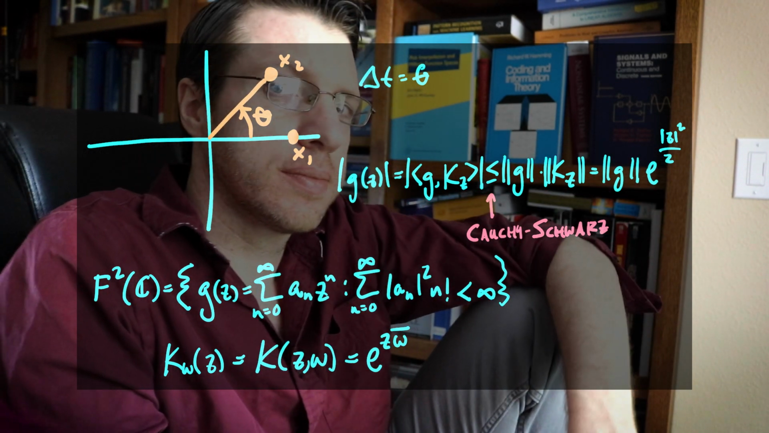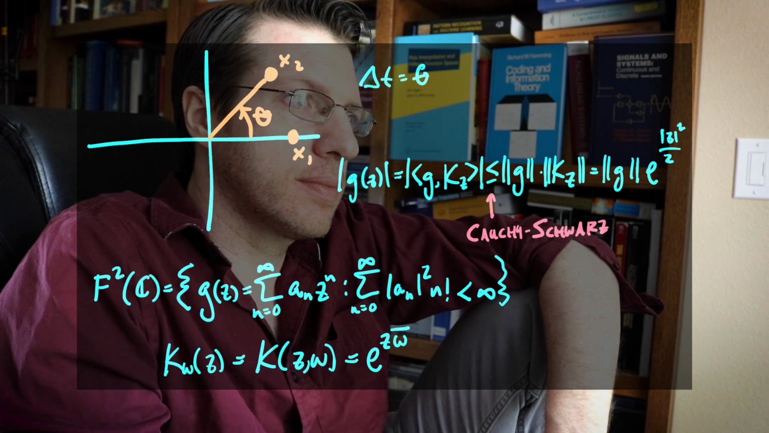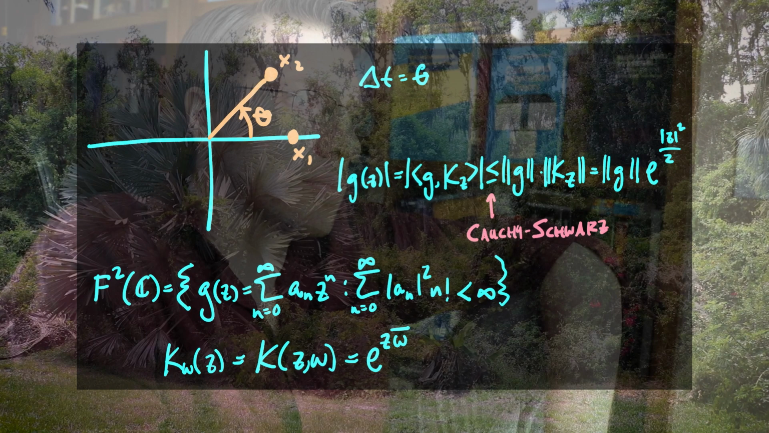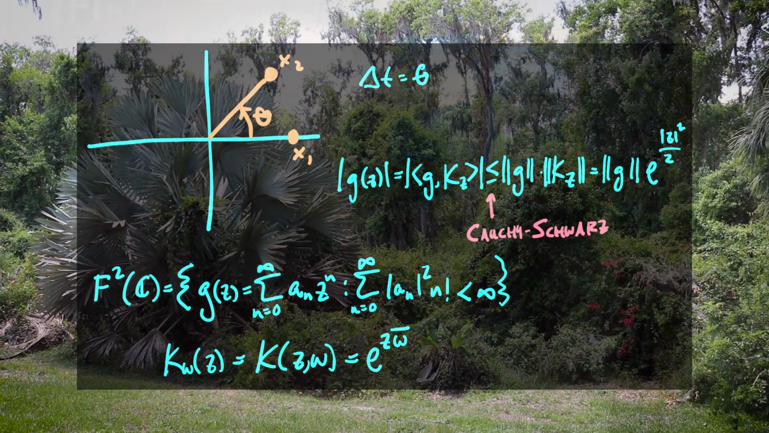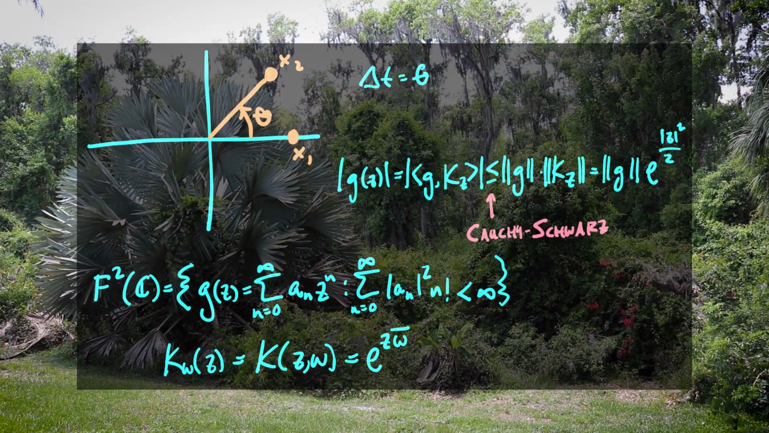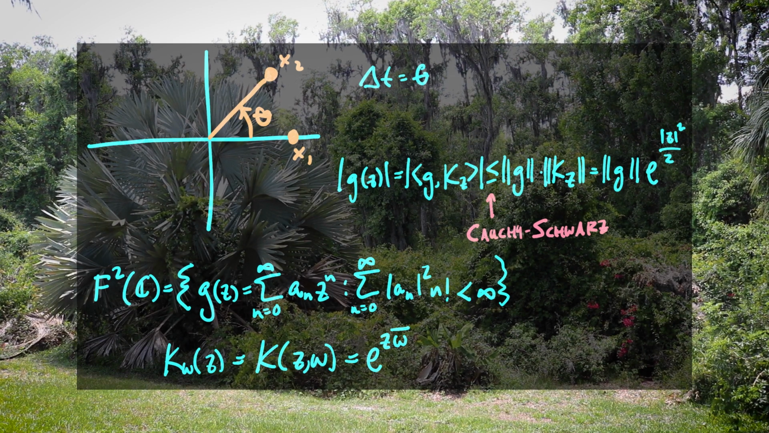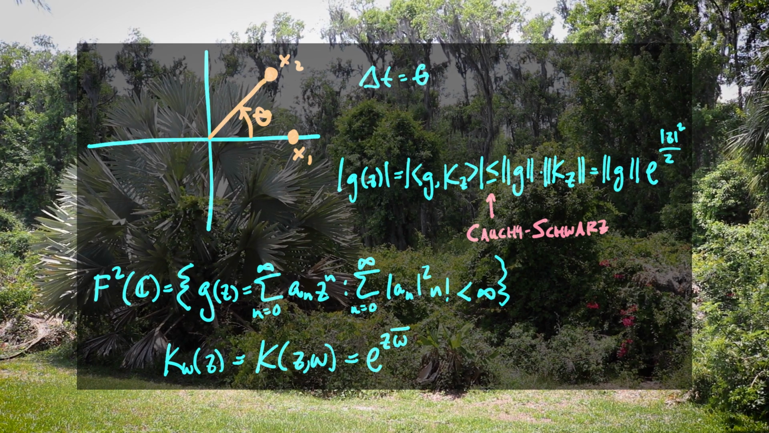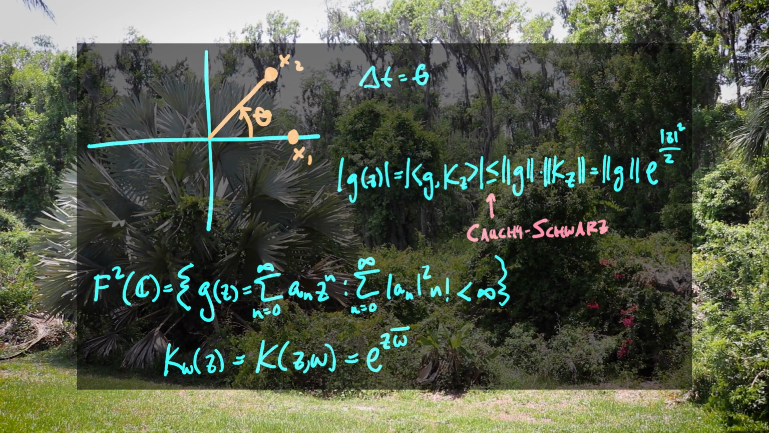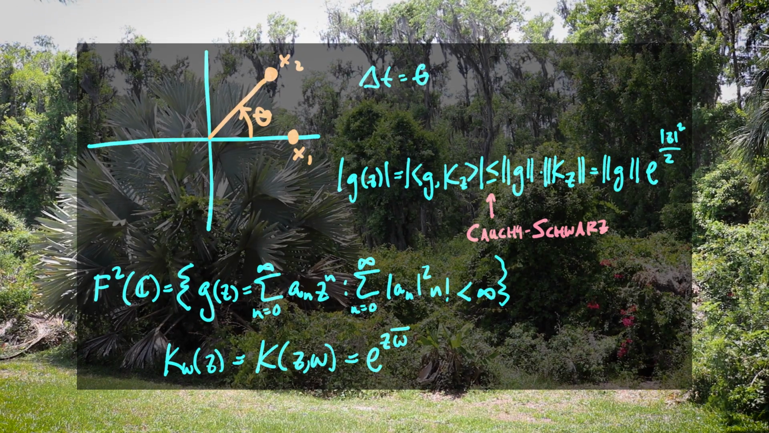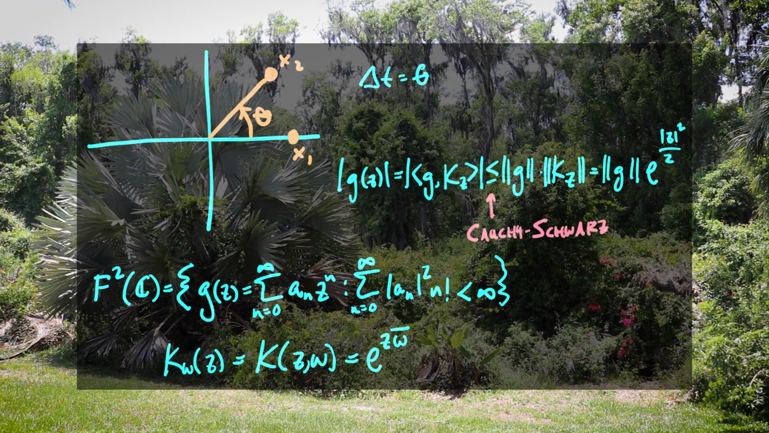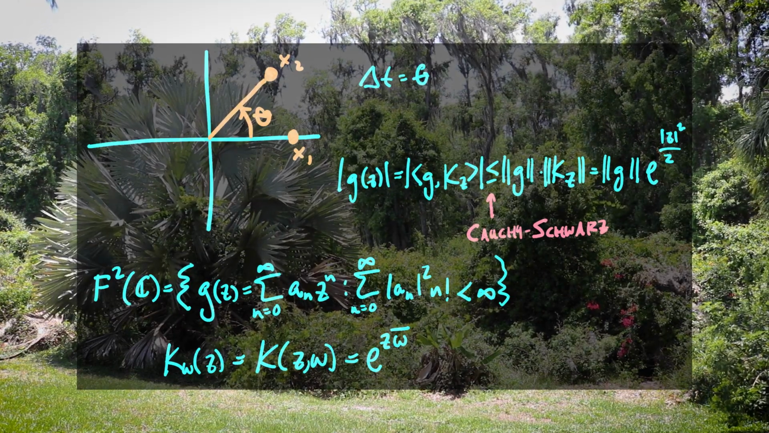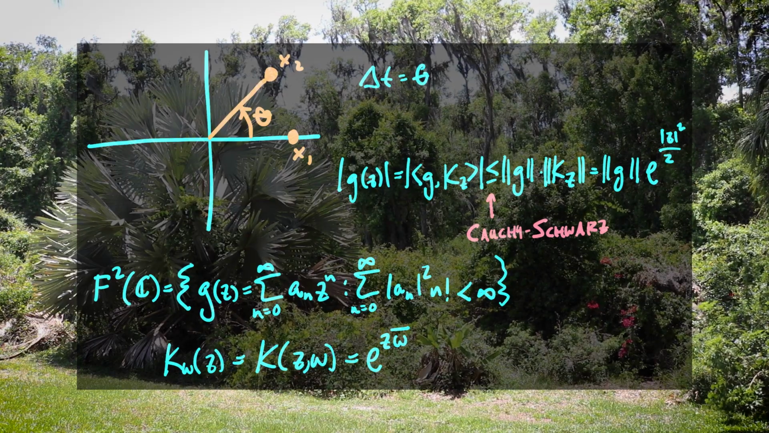then that can be written as g inner producted with k_z, and taking the magnitude of that. And a little bit of Cauchy-Schwarz then shows us that the norm of g times the exponential function raised to the magnitude of z squared divided by 2 bounds the absolute value of g of z. The takeaway here is that g is an entire function that has at most order 2, and if it has order 2, it has type at most 1/2.